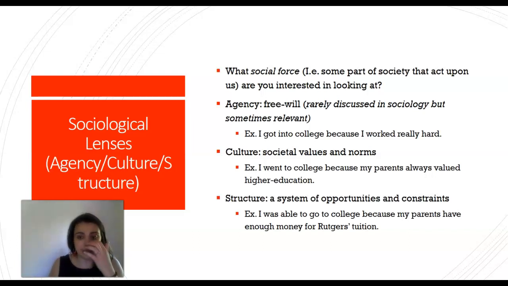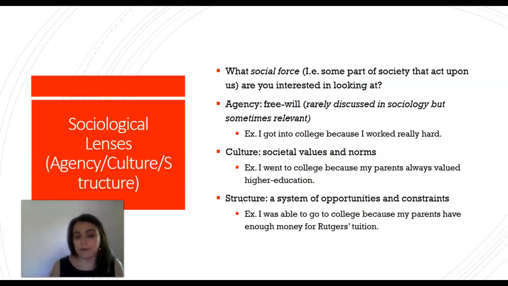And then finally, we can think about structure, right? And structure is very broadly a system of opportunities and constraints in society. So in essence, depending on our social location, our social identities, we might be granted opportunities in life, or we might have a harder time doing things in life because of our social identity.